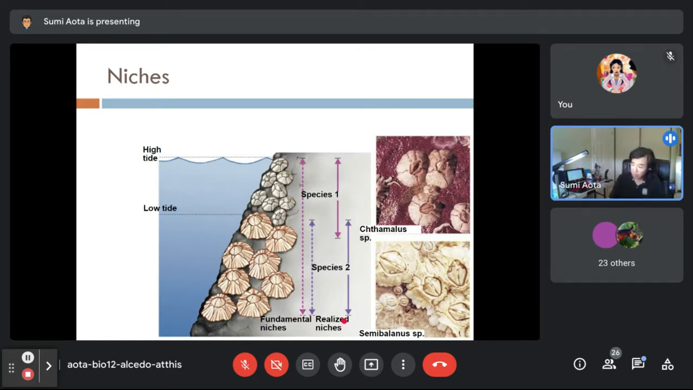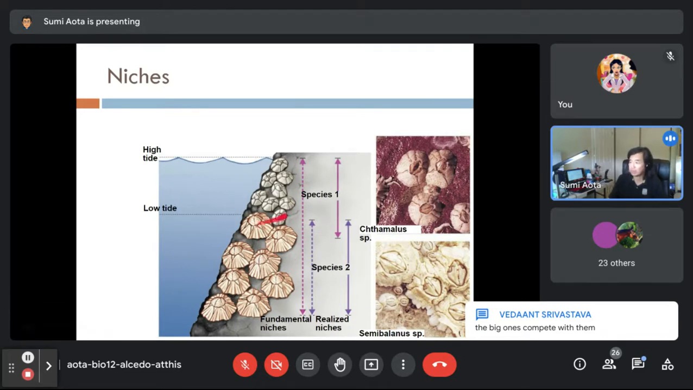If you look at their larger species, their fundamental niche is from the bottom of the intertidal zone to the top of the water line at low tide. They can't live out of water. So their fundamental niche and their realized niche are exactly the same. So why is it that species one doesn't exist in its full fundamental niche? Why doesn't it exist down here?